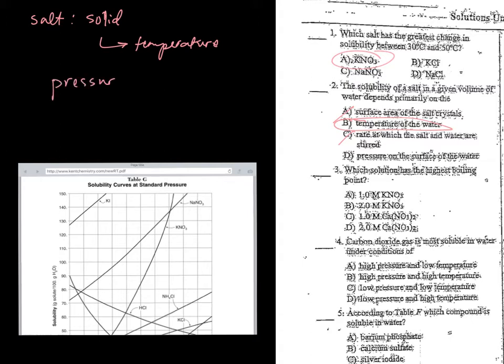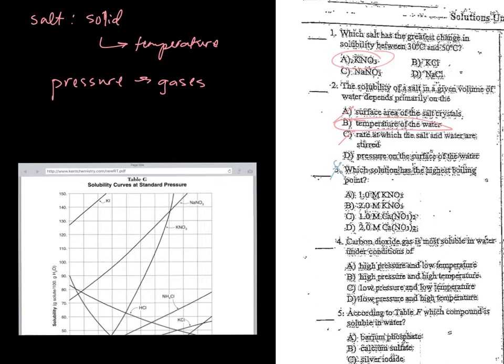Pressure just for gases. Because you don't really need to press a solid into the water, it's just going to plop in. Whereas gases, it's going to move around freely. You kind of need to apply pressure to make sure those gas particles mix into the water. So that's why it's that answer. Now number 3, I told you guys to skip, and we're going to go on to number 4.